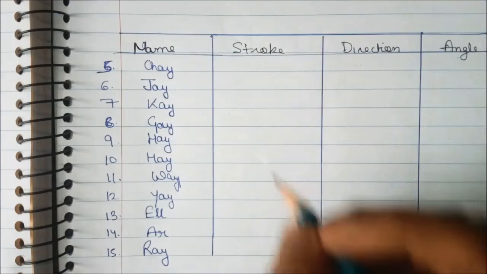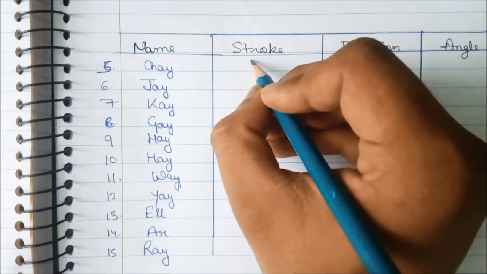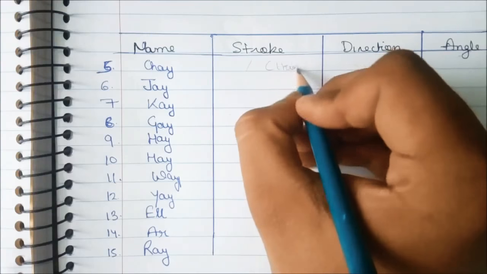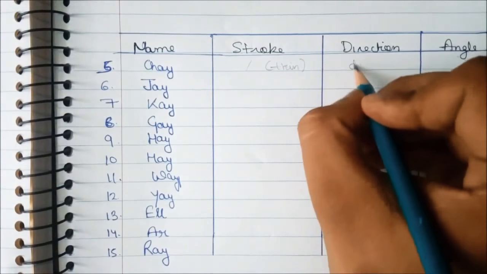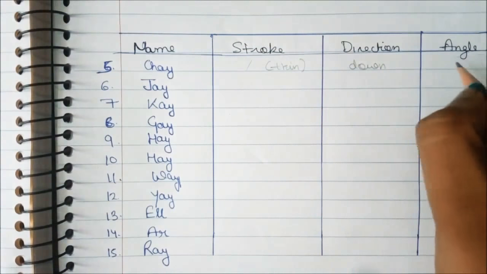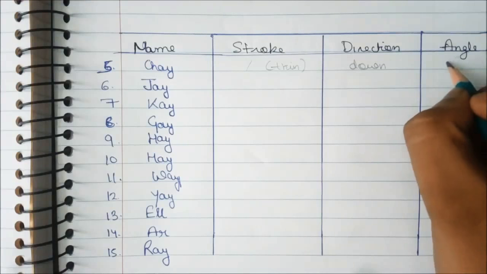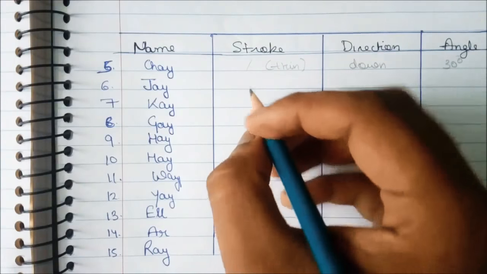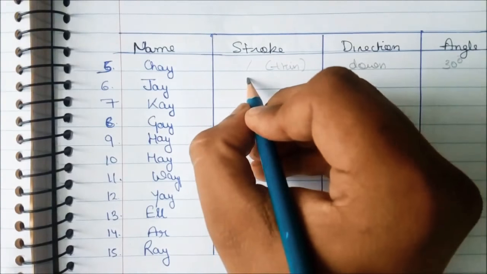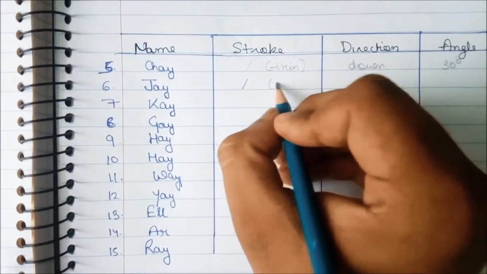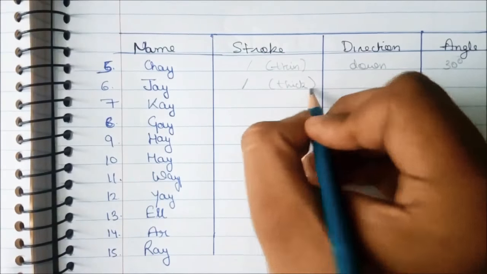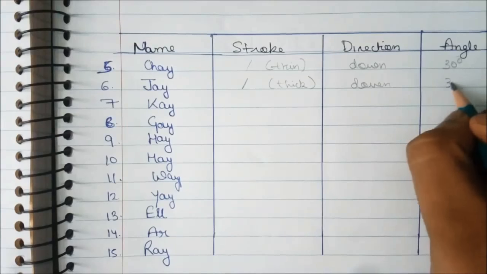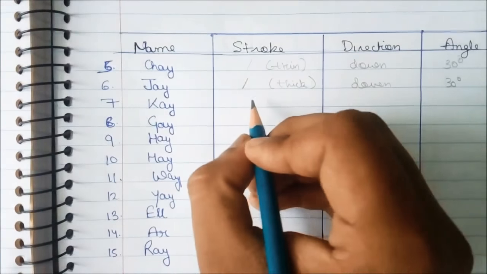Now the next stroke is J. Its direction is downward and it is a thin stroke, and its angle is 30 degree from the vertical. Now the next stroke is J. It is a thick stroke. Its direction is downwards and its angle is 30 degree from the vertical.